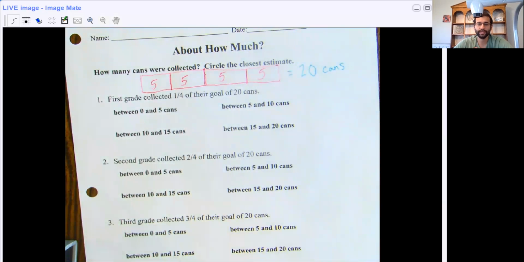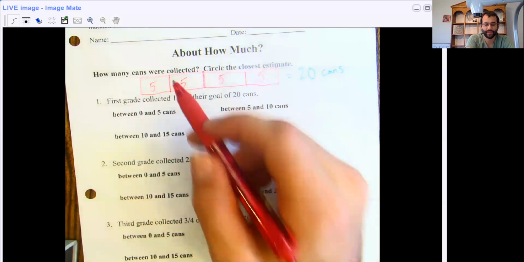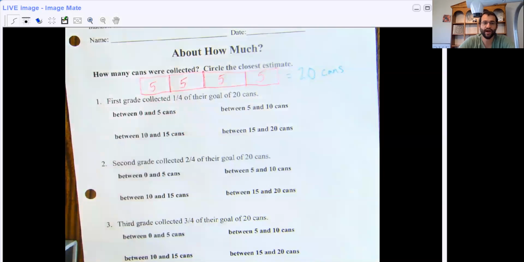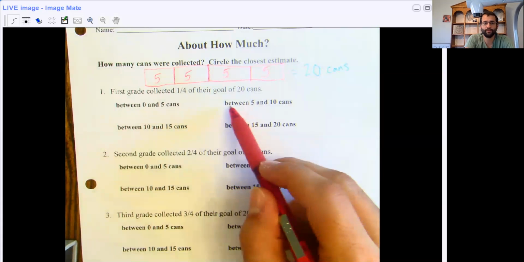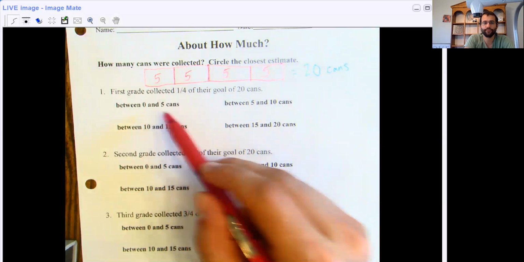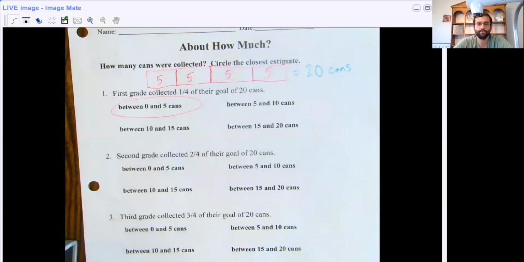So now I'm going to look at each of my grade levels to see how much did they actually collect. First grade collected 1 of the 4 pieces. So they collected just the first one, which is 5. I'm figuring out which is the closest estimate to my answer. I'm going to say my estimate's going to be between 0 and 5, more than likely closer to 5.